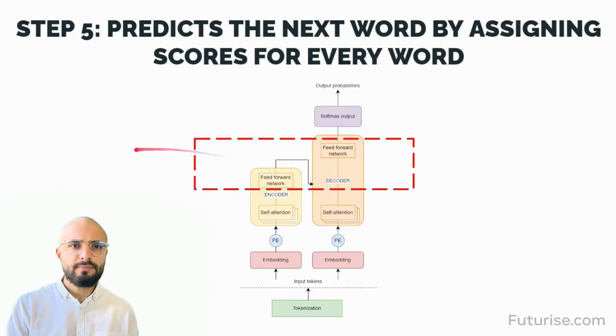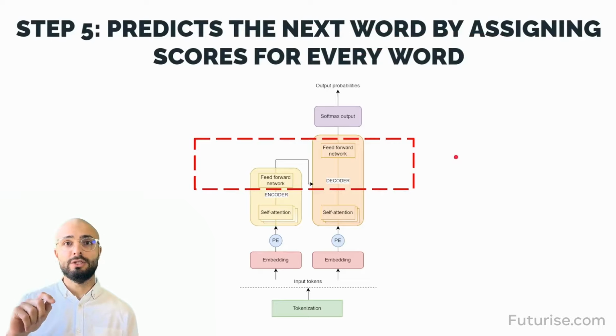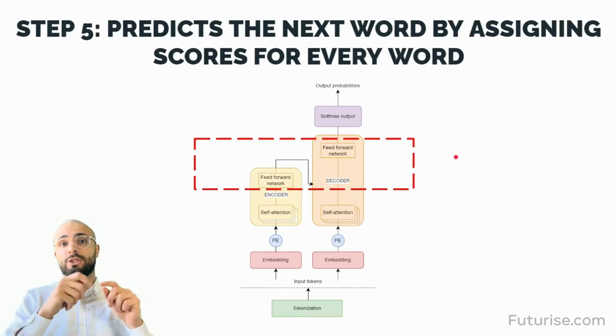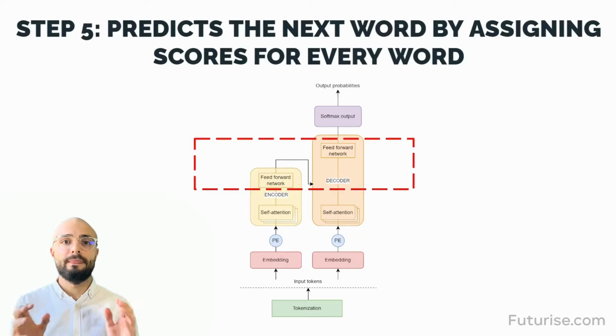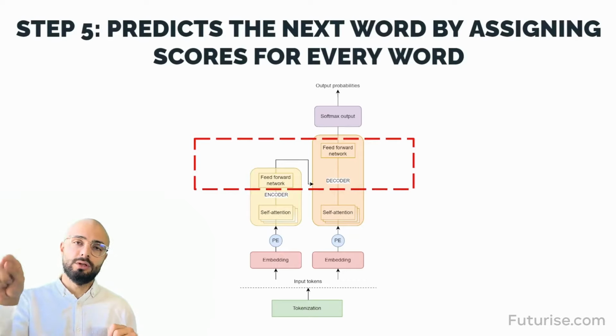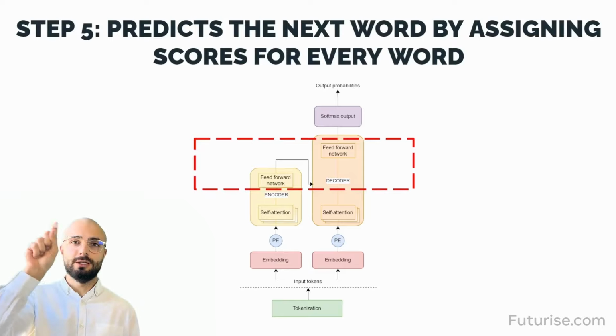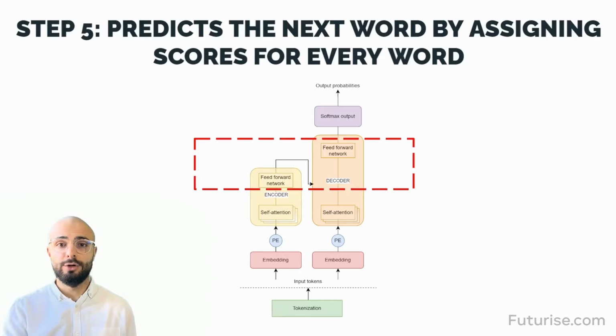The next step, step 5, is it predicts the next word by assigning scores for each word. So that's how these models work. As I mentioned earlier, the same way the models get trained, it tries to predict the next word. That's how it basically runs. I'm sure you've seen when you run a GPT model and you click submit, it starts generating one word at a time. That's because it's busy predicting the next word as it goes.